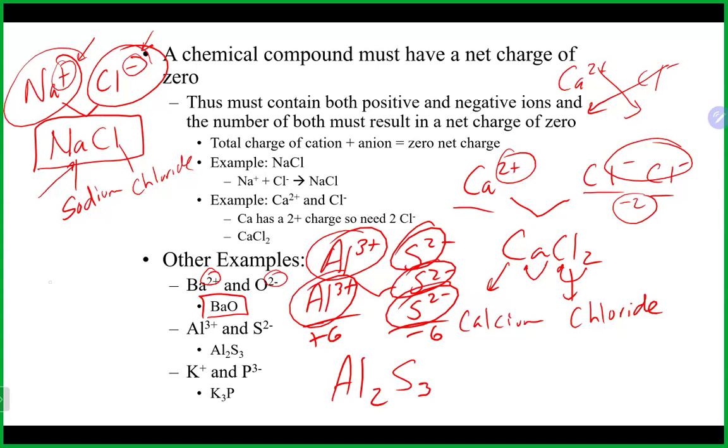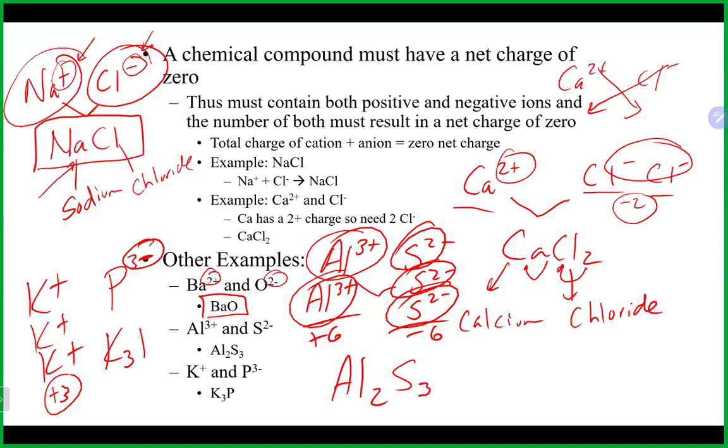And obviously here we have K plus and phosphorus, or phosphide, which is 3 minus. You could even do 3 times 1 is 3. That tells you that you need 3 of those. And that gives you a +3 to balance out the -3. And our formula here is 3 Ks and 1 phosphorus in this particular case.